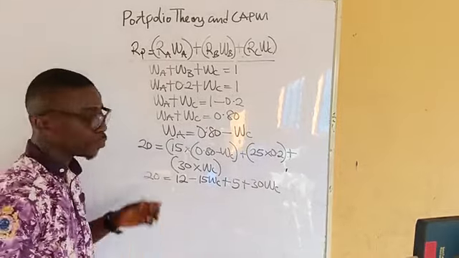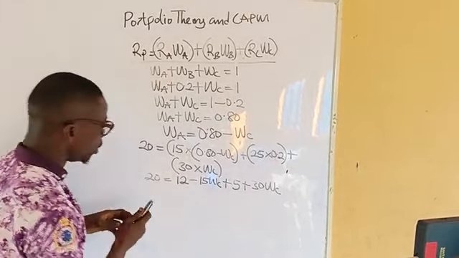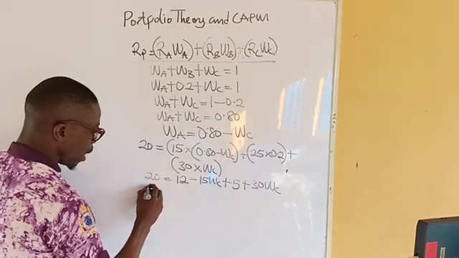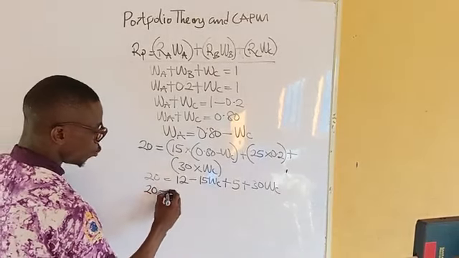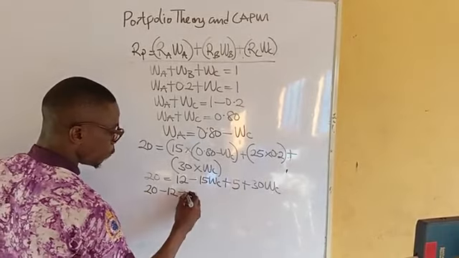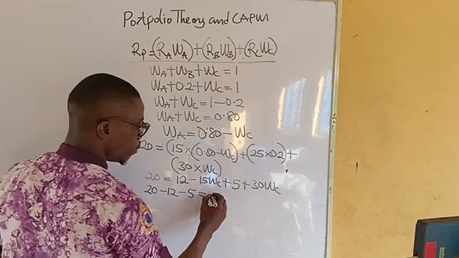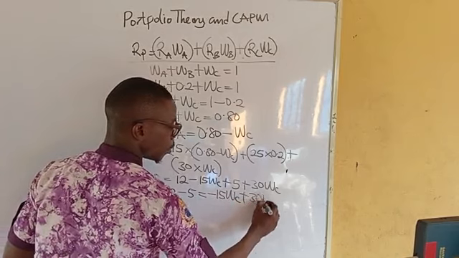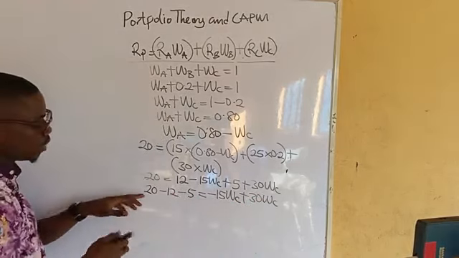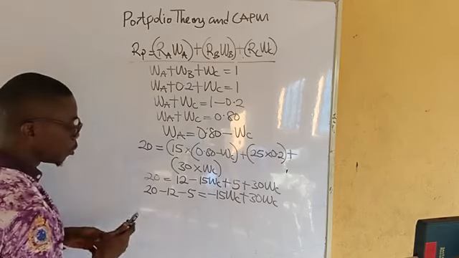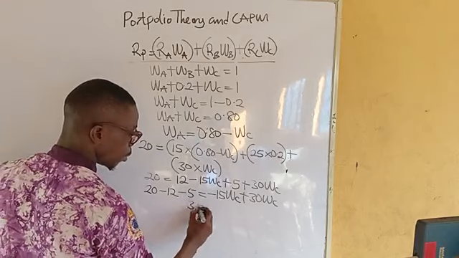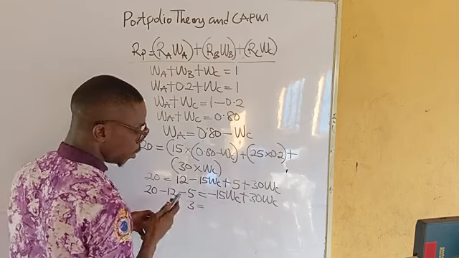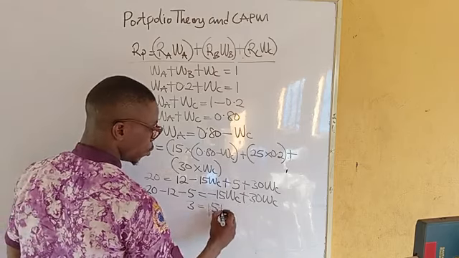So after doing this now, are we together now? Let's collect like terms. So we have 20 minus 12 minus 5 equals to minus 15 WC plus 30 WC. So 20 minus 12 minus 5 will give us 3. And minus 15 WC plus 30 WC will give us 15 WC.